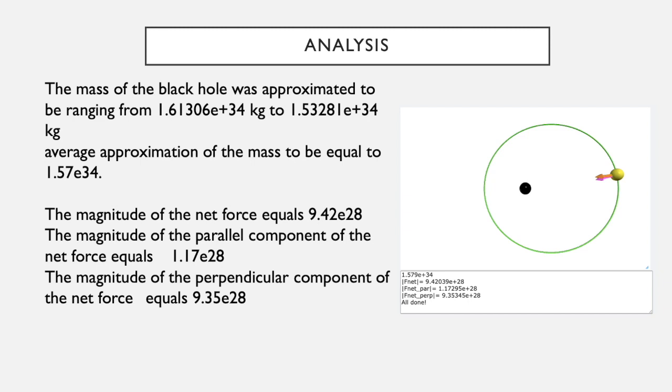The sum of all the masses gave me 7.08 times 10 to the 36th kilograms. When divided by the number of masses output by GlowScript, which was equal to 450, you get an average approximation of the mass to be equal to 1.57 times 10 to the 34th kilograms. Additionally, other information output by the GlowScript code was the magnitude of the net force equaling 9.42 times 10 to the 28th newtons, the magnitude of the parallel component of the net force equaling 1.17 times 10 to the 28th newtons, and the magnitude of the perpendicular component of the net force equals 9.35 times 10 to the 28th newtons.